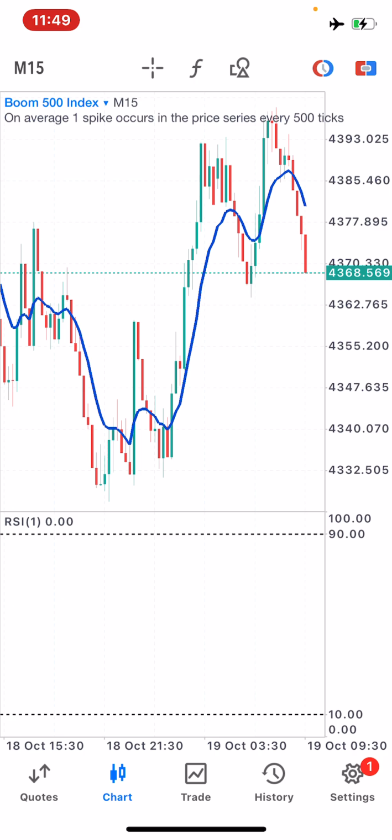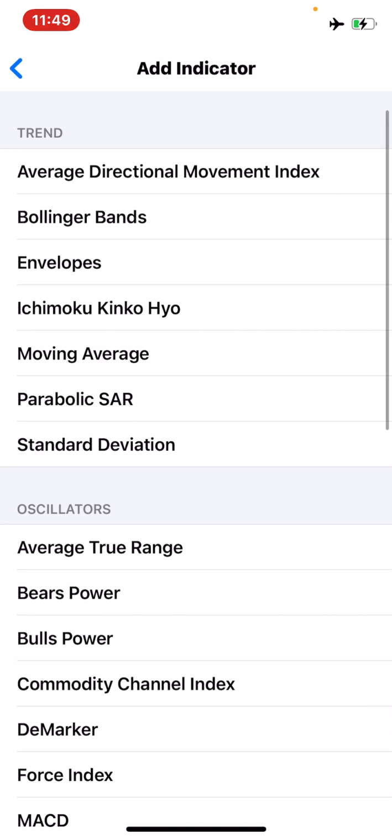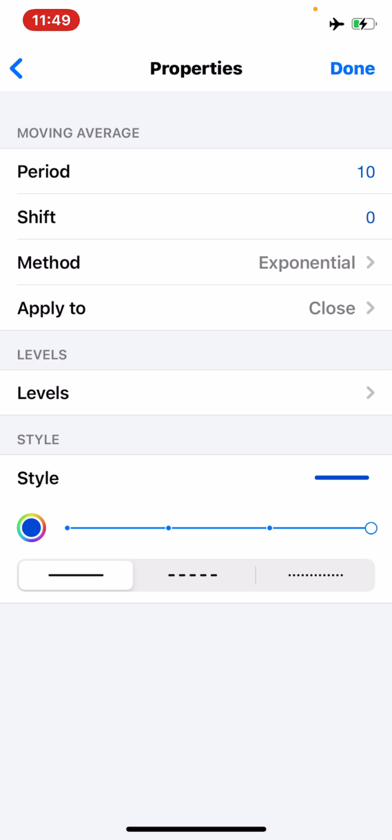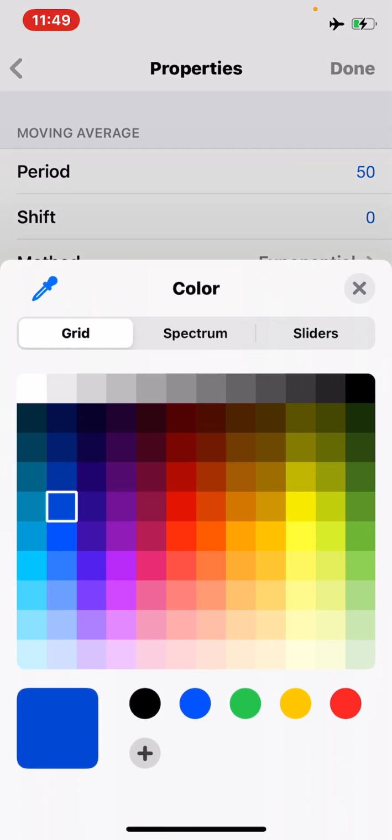Next, we want to install an indicator under our indicator window 1. So I'll click on indicator window 1, then click on moving average, then change the properties. This one will have a period of 50, a shift of 0, a method of exponential, apply to close, and then for the color, I'll change this one to maybe red for a change.